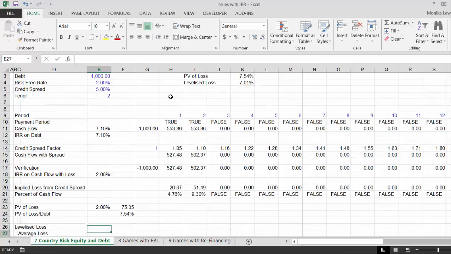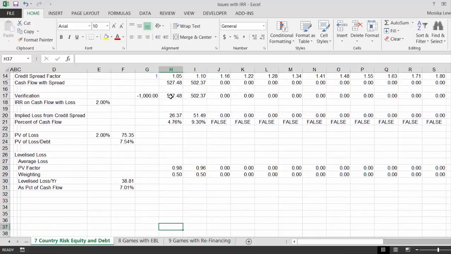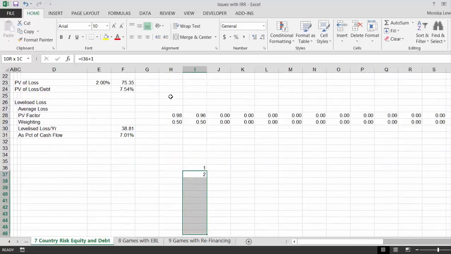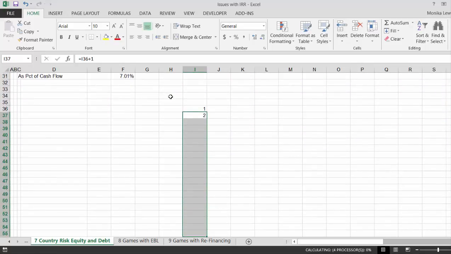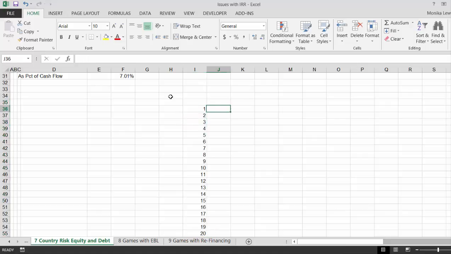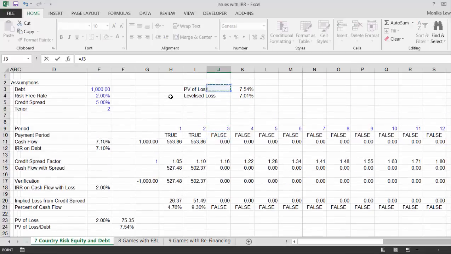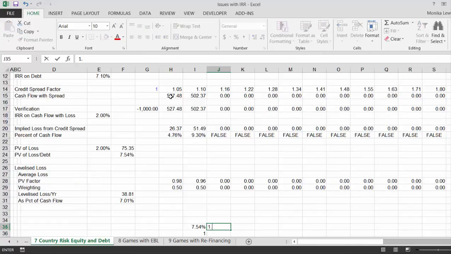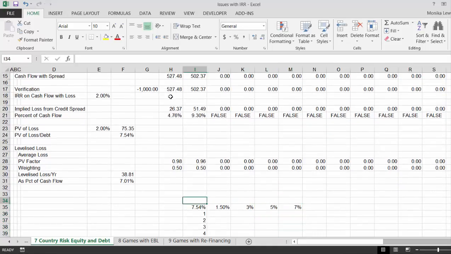And if we have 1, 2, 5, 10, maybe let's do a quick data table on this. So let's just put the tenor 1 plus 1, and then we'll put that on here. Of course we can't make a graph, which I hate. Then we'll put our credit spread of 1.5%, let's make it 3%, 5%, which I've seen, 7%. That would start to get outrageous if it's more than that.